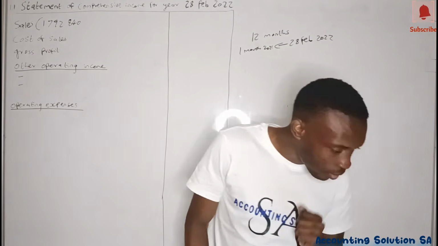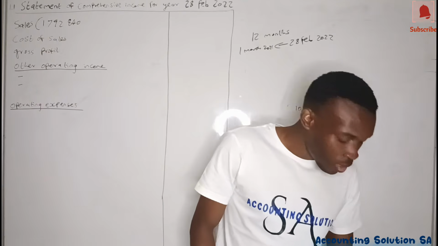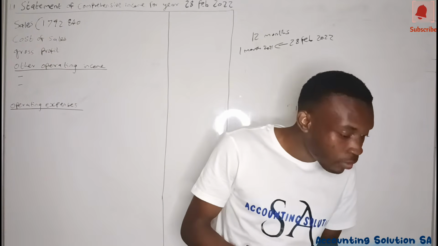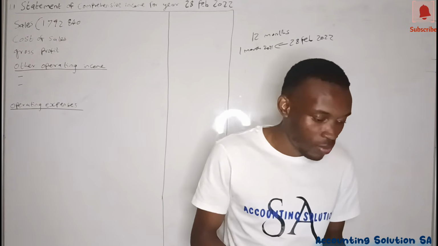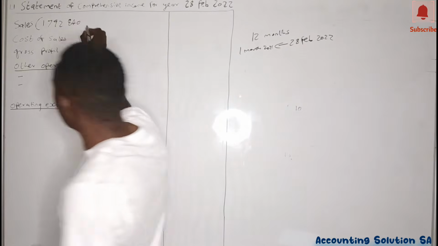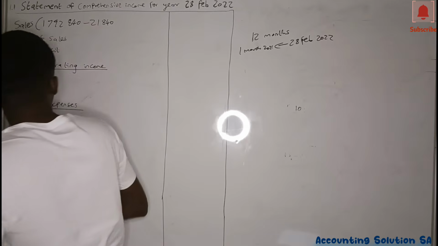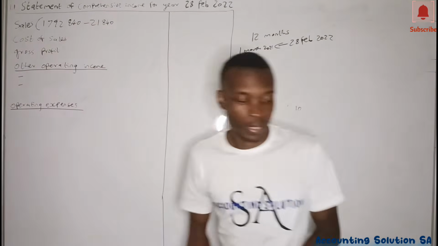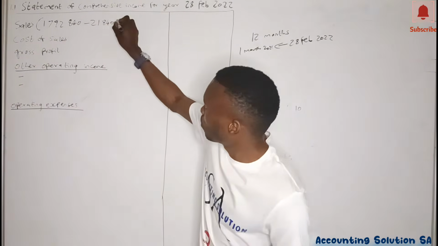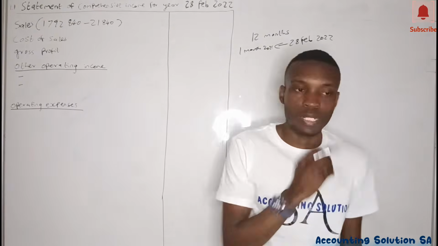Okay, let's check our books. We have 21,840 of debtors allowance. We are just going to subtract it. Okay, then after that we're going to calculate the amount of sales.